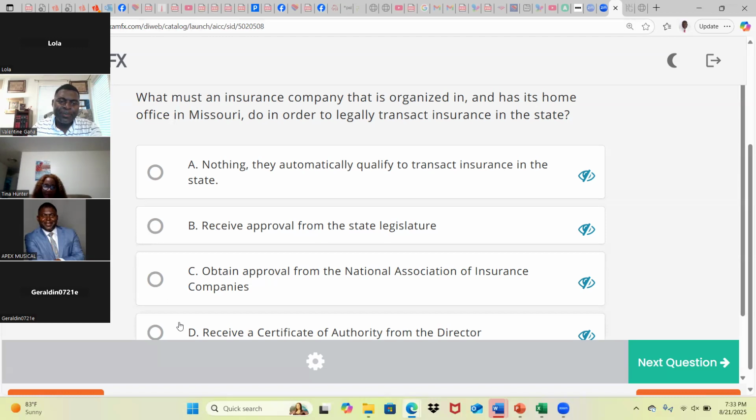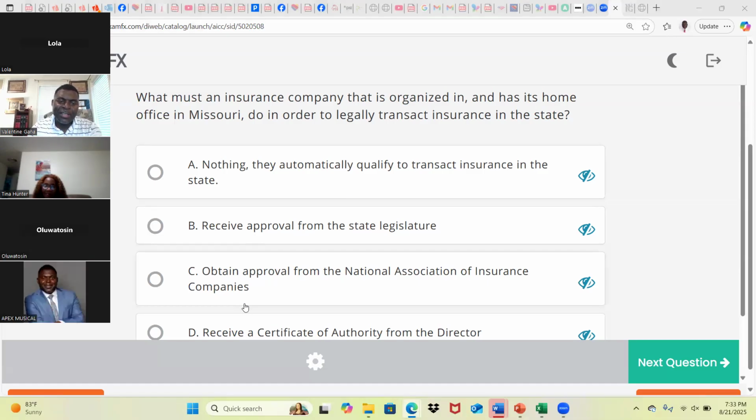Remember that when you receive that certificate of authority, you become an authorized insurer.